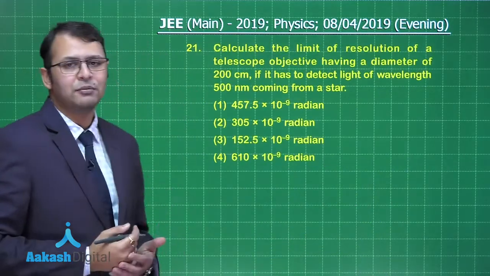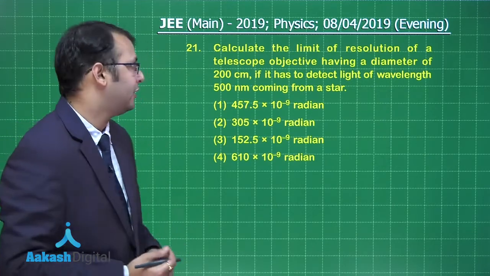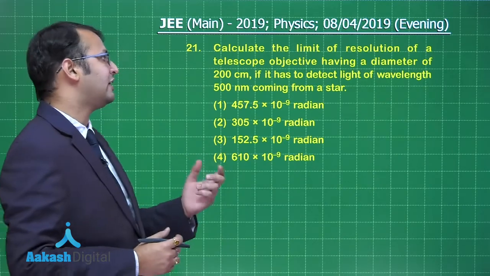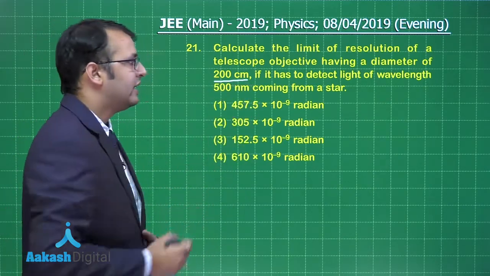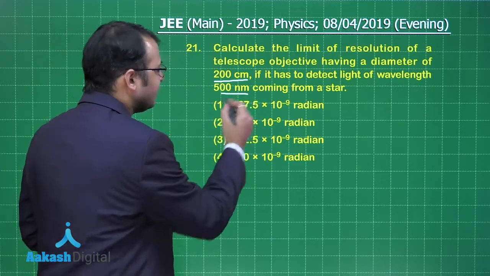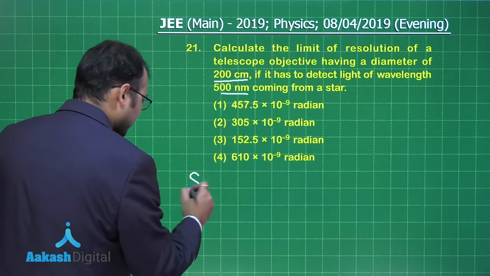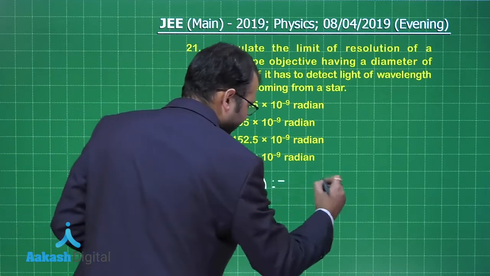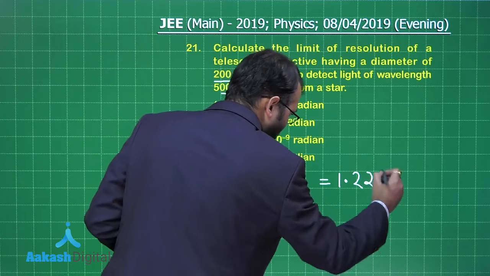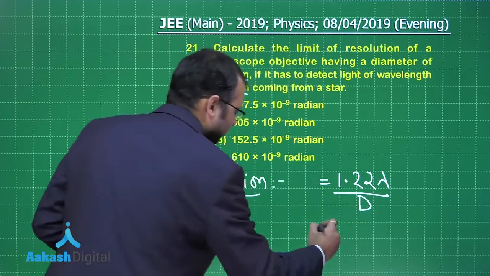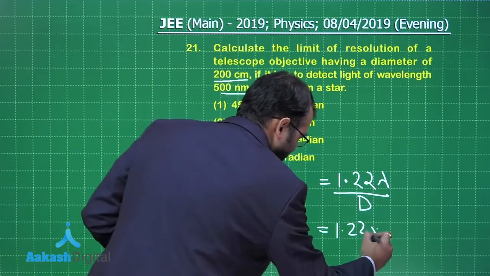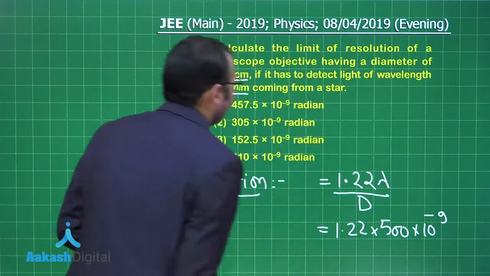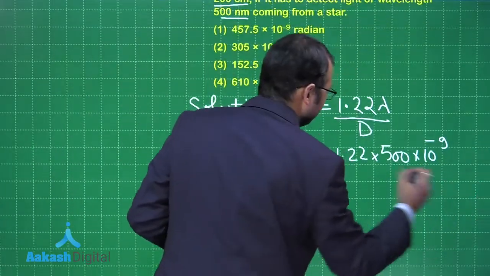Now the question you see here belongs to optics. Here, calculate the limit of resolution of a telescope objective having a diameter of 200 centimeter, and it has to detect light of wavelength 500 nanometer. Now it's a very simple formula based question where the limit of resolution will be given by 1.22 lambda by diameter. So that would be 1.22 into 500 nanometers, that is 10 to the power minus 9, and the diameter is 200 centimeters.